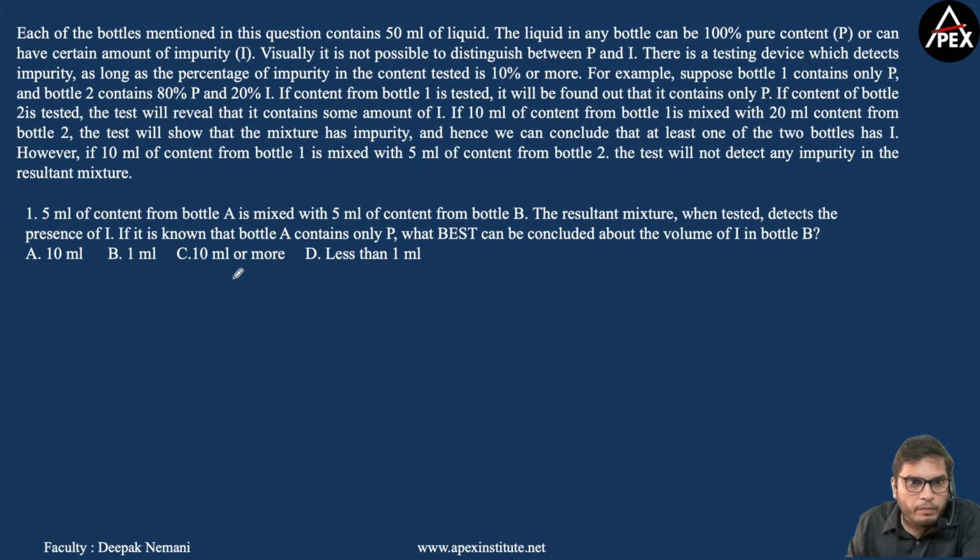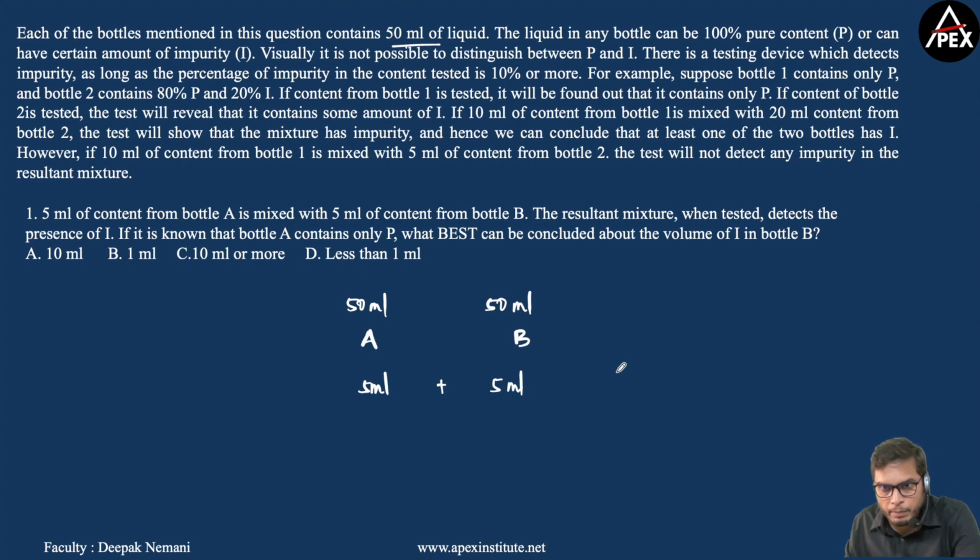Now coming to question 1. 5 ml of content from bottle A is mixed with 5 ml of content from bottle B. So we have two bottles A and B, each containing 50 ml of liquid. This is mentioned in the first statement of the above paragraph. So 5 ml of liquid from bottle A is mixed with 5 ml of liquid from bottle B. The resultant mixture when tested detects the presence of I. So we have 10 ml of resultant mixture. When this is tested for impurities, it is positive. That means impurities are present in this mixture.